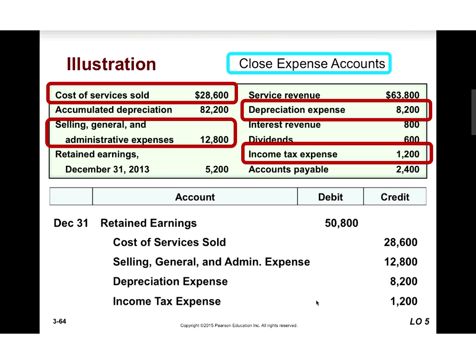Where did I get $50,800? That was the total of the 4 expenses. My debits have to equal my credits, so I actually did it after. I added up all my expenses. I debit retained earnings for the total of all my expenses, which is also those last four added together, because my debits have to equal my credits. So I could do the credits first and add them. That's where I get them.